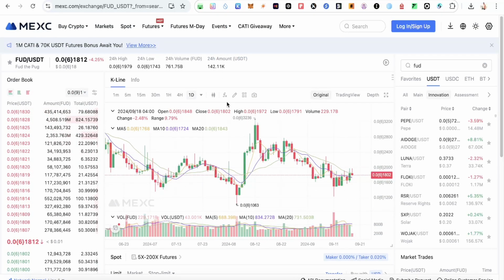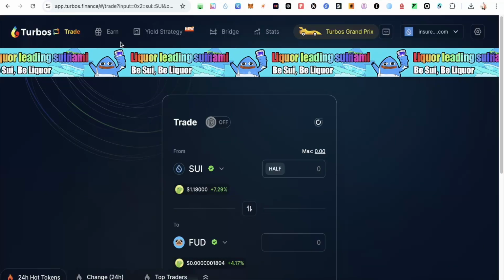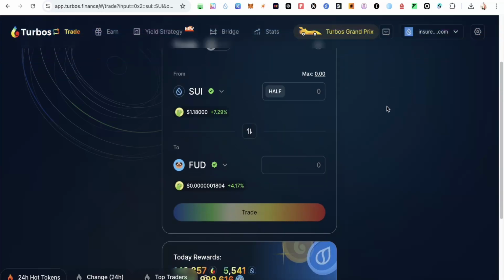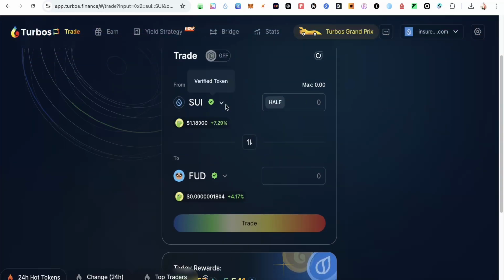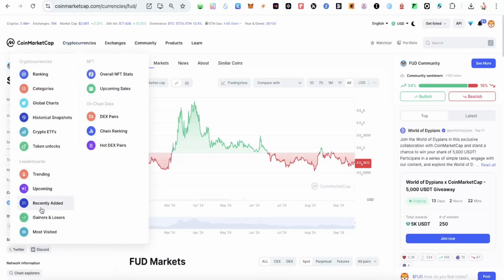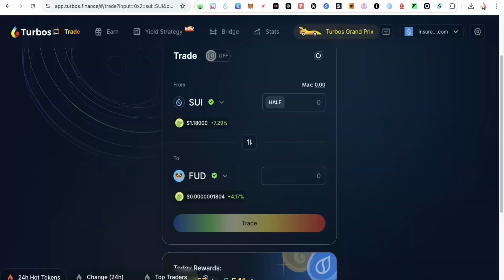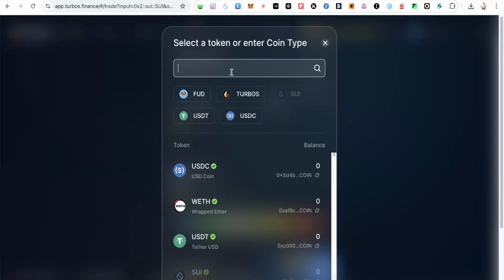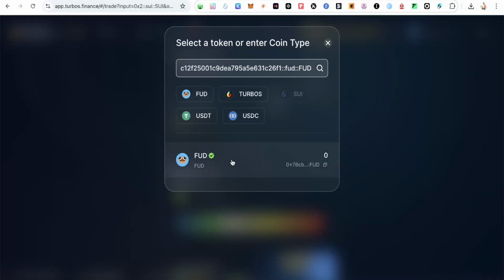Now let's say you don't want to use a centralized exchange, you can also buy FUD the PUG on a decentralized exchange. Simply head to Turbos Finance, and over here you will need to connect your SUI wallet. I have already connected my SUI wallet, and over here you will need to swap some SUI for FUD. What you can do is head to CoinMarketCap, copy the token or contract address, go to Turbos Finance, and at the top paste the token address in order to avoid any scams.